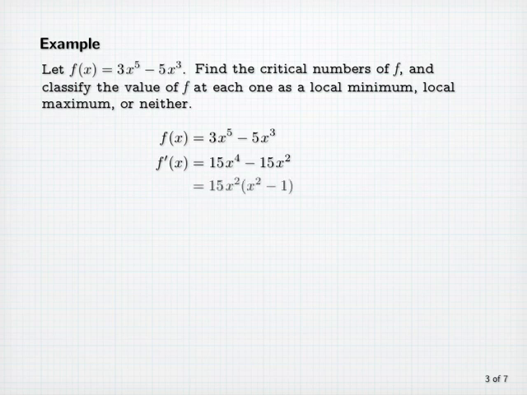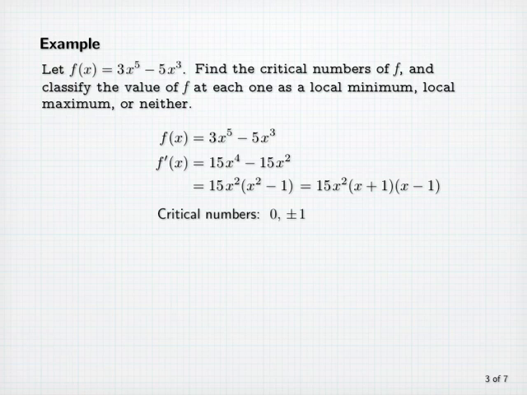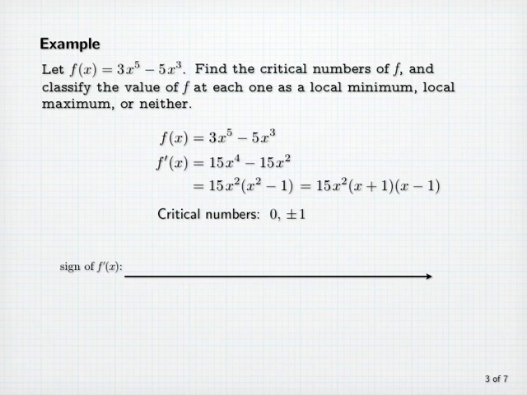This factors into 15x squared times x squared minus 1, which factors further into 15x squared times x plus 1 times x minus 1. Now f prime of x is defined for all x, and it equals 0 when x is equal to 0, negative 1, and plus 1. So those are the critical numbers. Now let's make a rough sketch of the sign of f prime on each side of all three critical numbers.